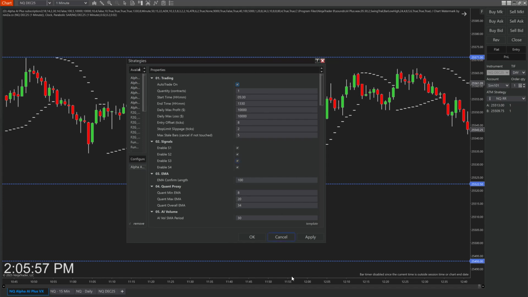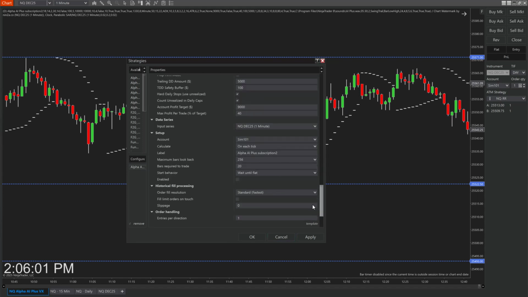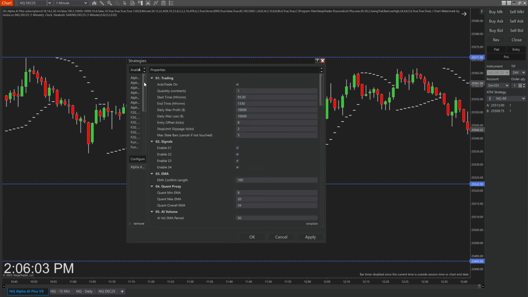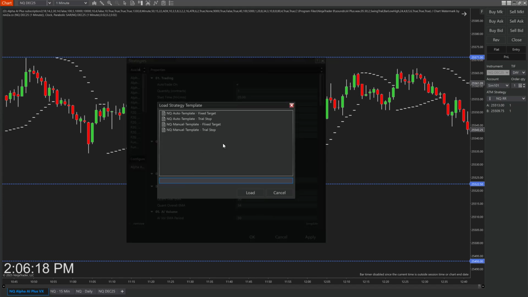So let me first explain what all the options are here, what the good stuff is. So auto trade on. All this section is about auto trading. I'm going to show you how many contracts you trade. I'm going to add the start time, end time, and you can make it whatever you want. Also, we provide you a template, so you don't need to change anything. We have 4 templates here that we're going to provide you.